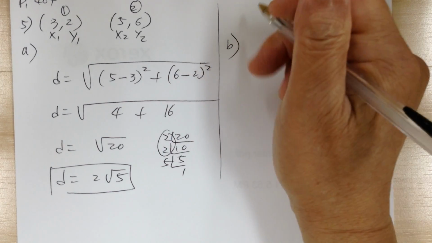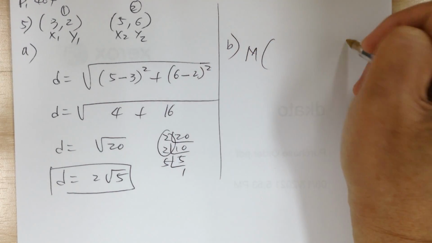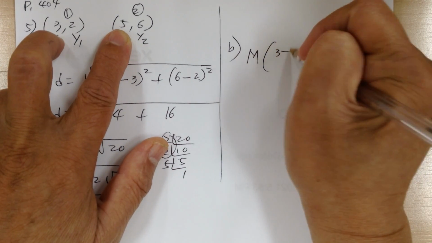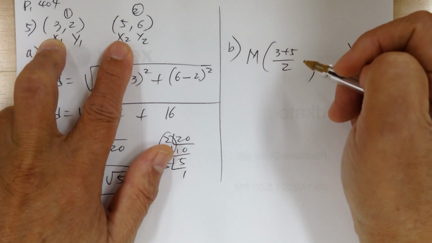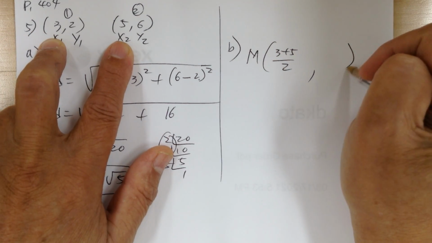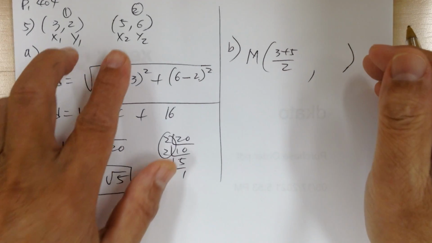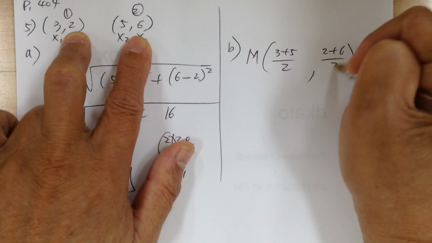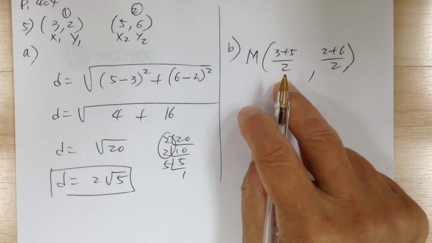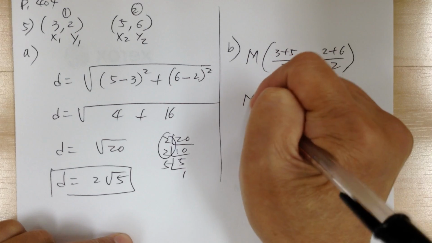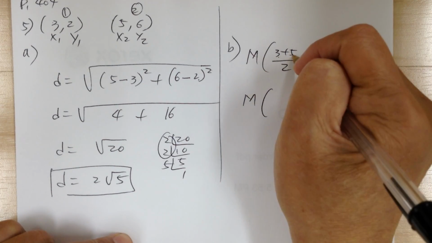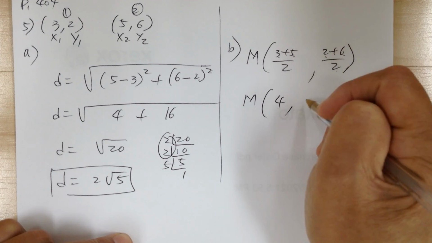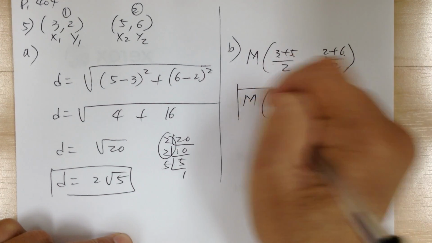Okay, for b, you're looking for the midpoint. Okay, so you just average the 2, so it'll be 3 plus 5 over 2. Right, that's your x. So make sure you keep your x and the y separate. Right. So for the y, you're going to get 2 plus 6 over 2. Right? You add, divide by 2. That's how you find the average or the midpoint. So the midpoint would be 3 plus 5 is 8, divided by 2 is 4. 2 plus 6 is 8, divided by 2 is 4. Okay, so your midpoint is at 4, 4.